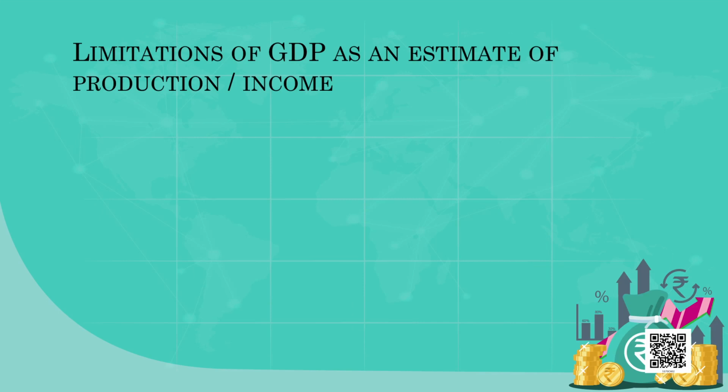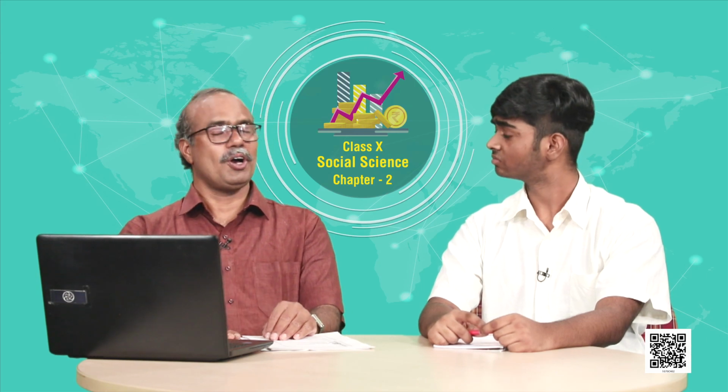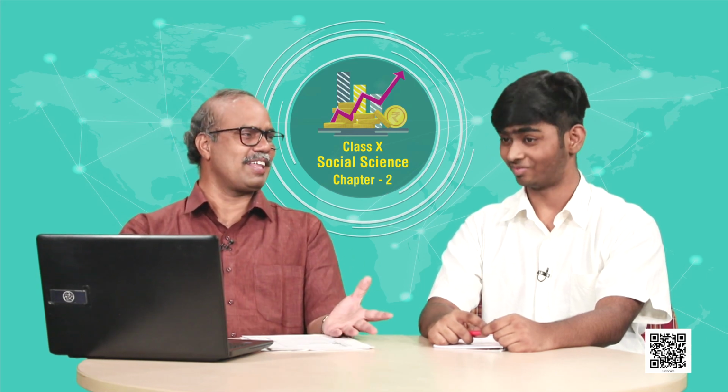If you look at what are the limitations of GDP, GDP has many limitations, but I am giving you one or two only. Wheat produced today is produced using a lot of machinery, tractors, harvesters, threshers, and high yielding varieties, fertilizers, pesticides, irrigation, and so on. But how was wheat produced 50 years before? There was no tractor.